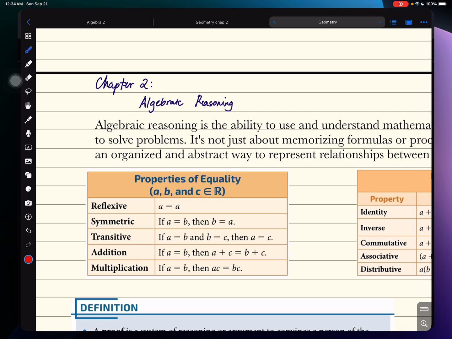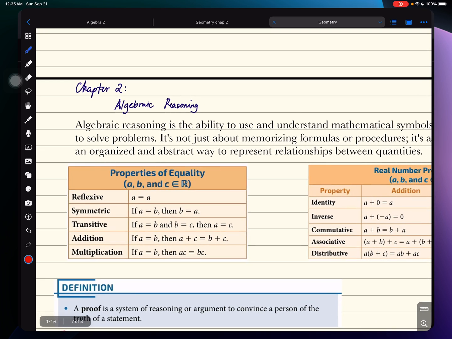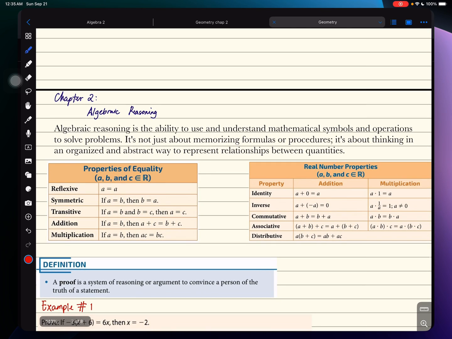Now, algebra might sound intimidating, but it is the heart of all logical thinking and problem solving. Also, algebraic reasoning is how we use known facts and relationships to figure out unknown information. Think of it like being a detective, but instead of solving crimes, we're solving equations. Now, the question is, why is it important? Well, algebraic reasoning isn't just a math class.